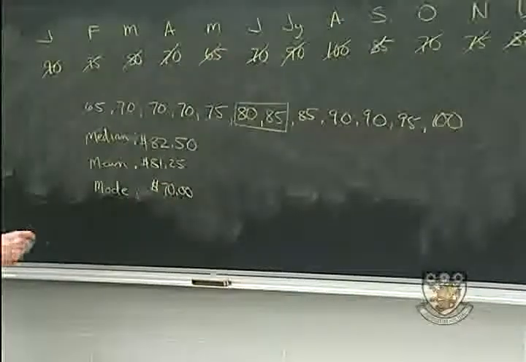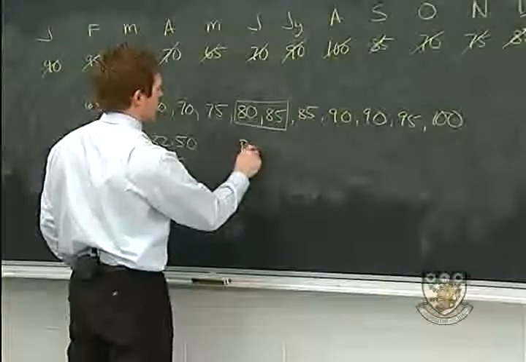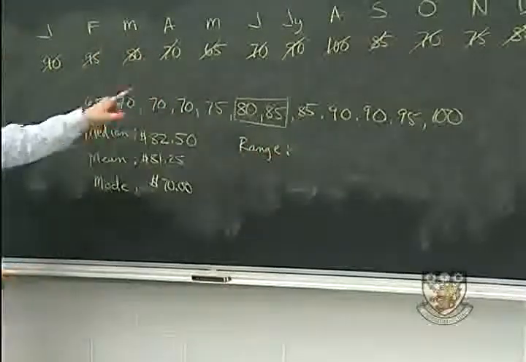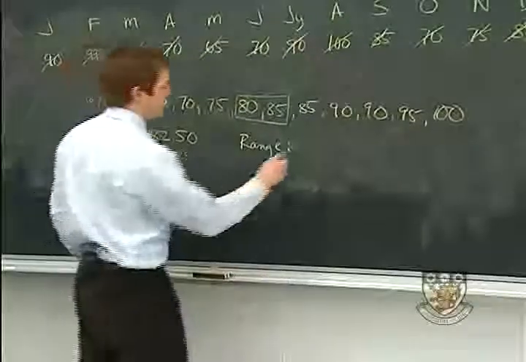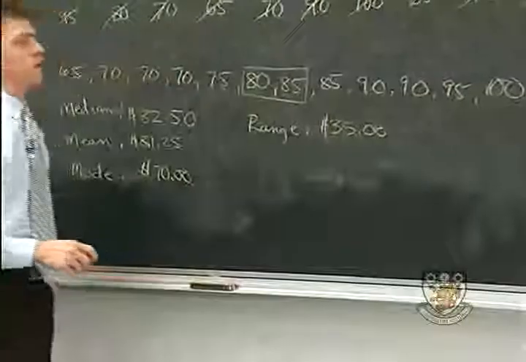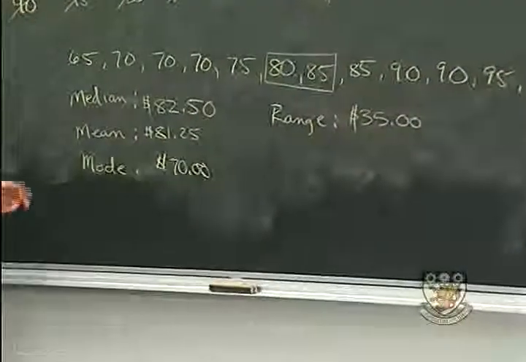The last one is the range of all the bills. What kind of a range did we have? What was the highest and what was the lowest? Our lowest was 65, our highest was 100, so we have a range of $35 for those particular bills.